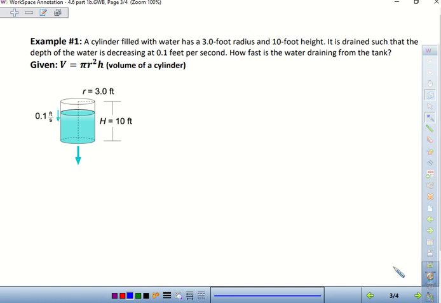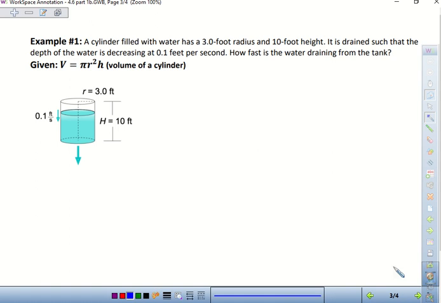It says a cylinder filled with water has a 3-foot radius and a 10-foot height. It is drained such that the depth of the water is decreasing at a rate of 0.1 feet per second. How fast is the water draining from the tank? So we have a formula to represent the volume of a cylinder, and that would be pi r squared h.